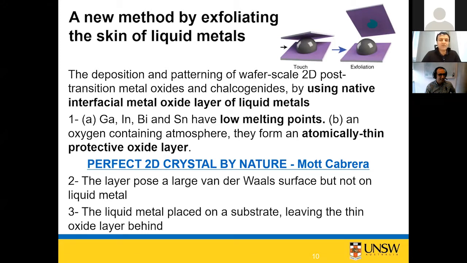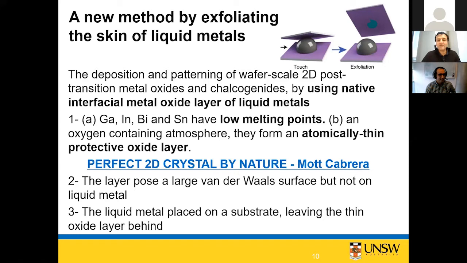Going back to what we can obtain from liquid metals is that natural two-dimensional oxide that appears on the surface, or if you change the environment from oxide to sulfide, natural metal sulfide compounds that have very interesting semiconducting properties. If we resort to low melting point materials, like gallium, indium, bismuth, tin, we can melt them, let them oxidize, let this oxide form on the surface, and then harvest them.